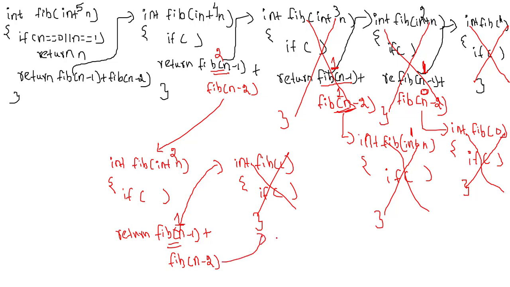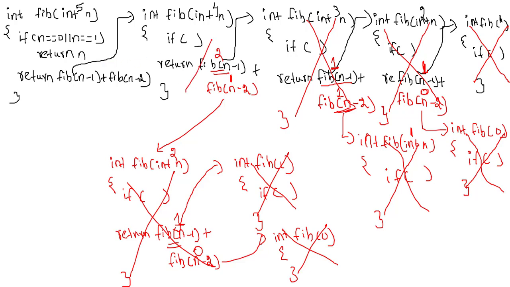So from here I am going to call one more recursive call called int fib of 0. So if condition becomes true, I will return a value called 0 to this place. 1 plus 0, the value is 1. So from here it returns a value called 1 to this place. 2 plus 1, 3. 3 will be returned to this place. This function will return me a value called 3 to this place.